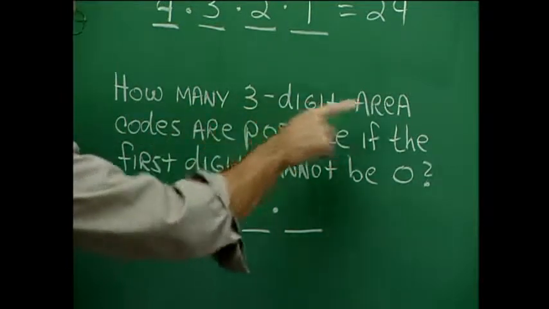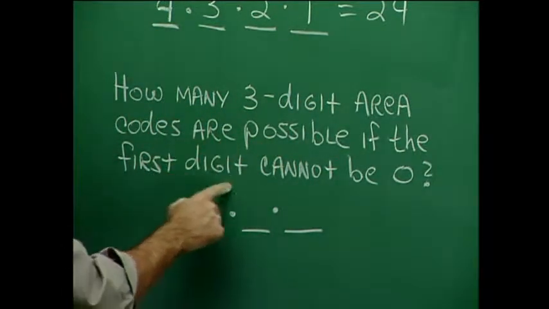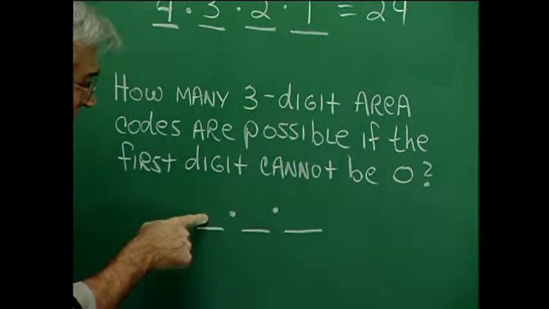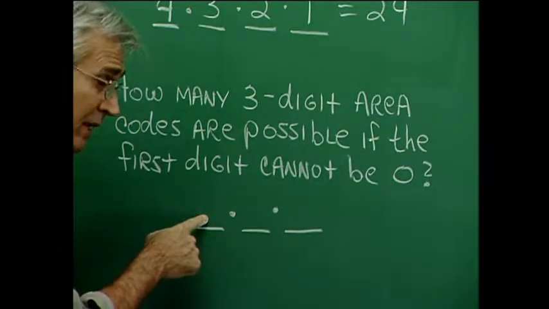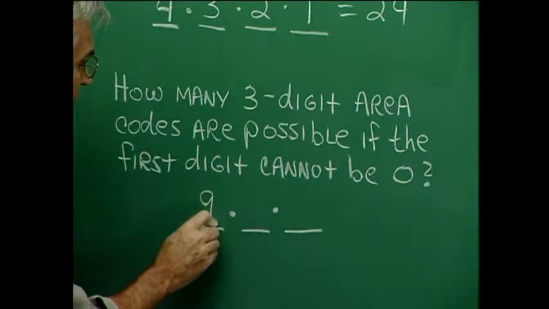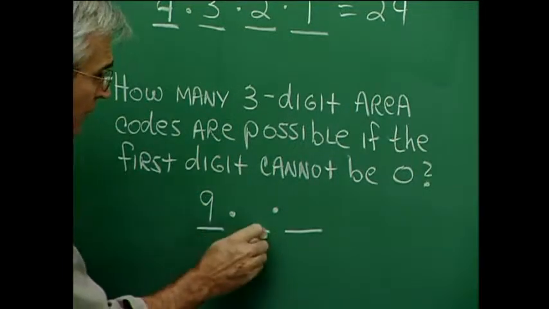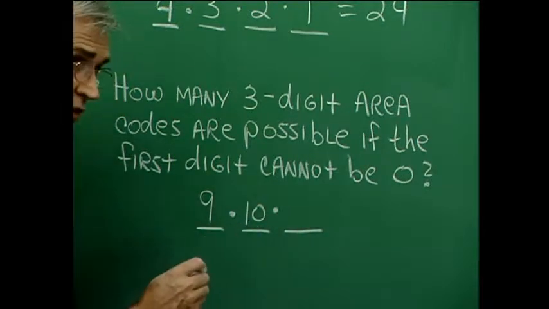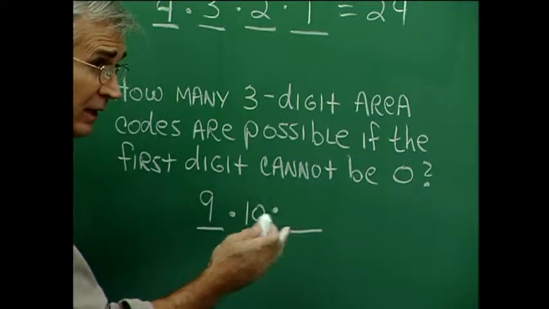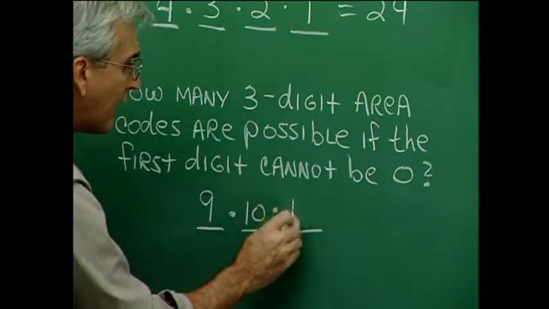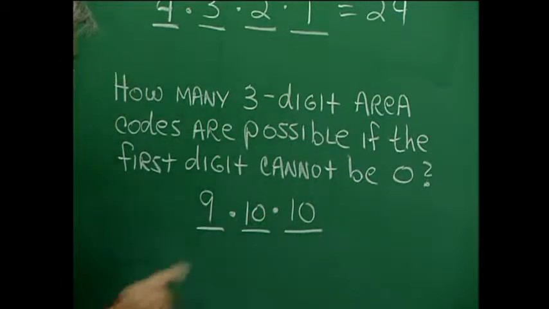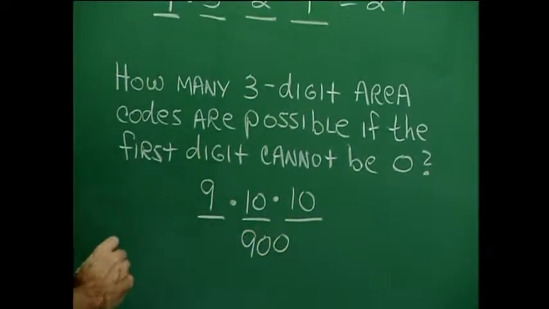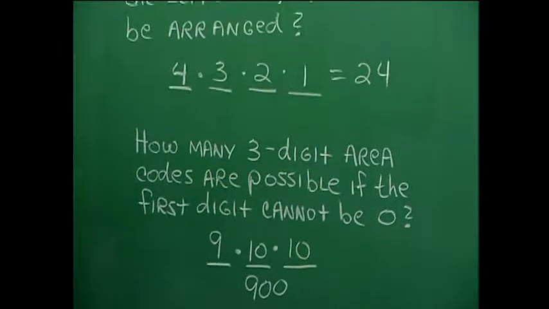So let's see, how many 3-digit area codes are possible if the first digit cannot be 0? Now there are 10 digits, and if this digit can't be 0, then we only have 9 to choose from. So we have 9 choices here. Then for this next digit, we have all 10 digits to choose from, so we have 10 choices, and we're talking about the possibility of replacement here. So we have 10 choices for the third digit. 10 times 10, 100 times 9, we have 900 then possible area codes under this restriction.